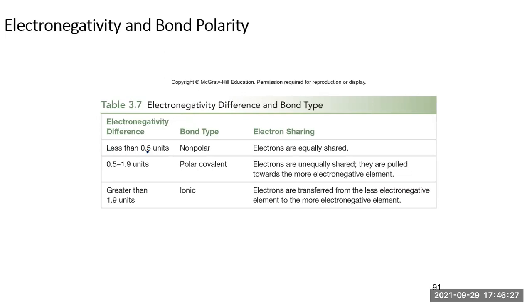I know this says less than 0.5, so just so we're clear, 0.4 is the cutoff there. So kind of less than 0.5 would be 0.4. And again, the rest of the values there.